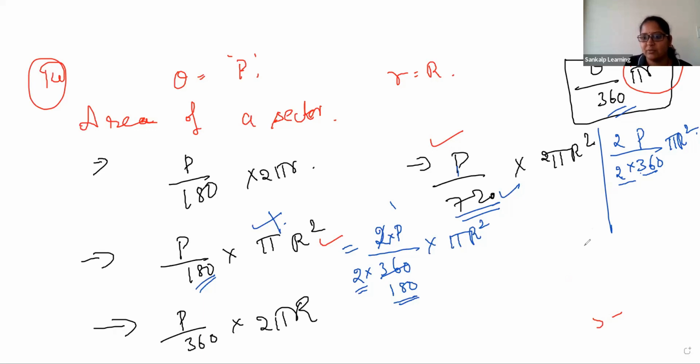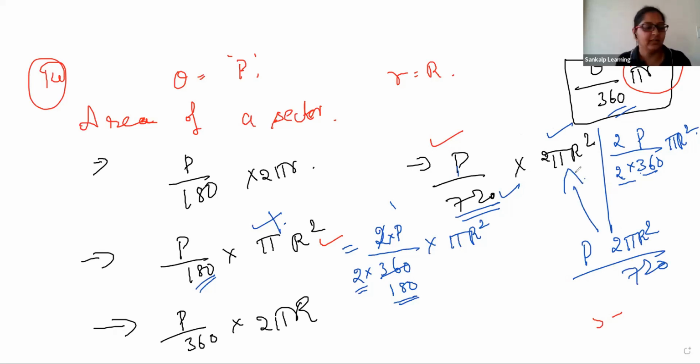Okay, so here we have p. So here, what they did is they took this 2 here, 2 pi r square by 720. See, the answer is the fourth option. Okay children, I think the circles chapter, circles and areas of the circles, I hope everyone has understood.